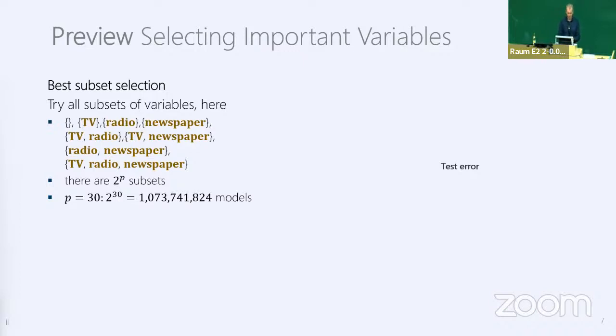What we could do is very simple: best subset selection. We just simply try all subsets of variables. So the empty subset, is there anything? Well, that we basically already included. Is there any coefficient that is significant? That was the test that we started with. But we could do just TV, just radio, just newspaper, just TV and radio, TV and newspaper, and so on and so forth, all subsets. Well, we can do this, right?